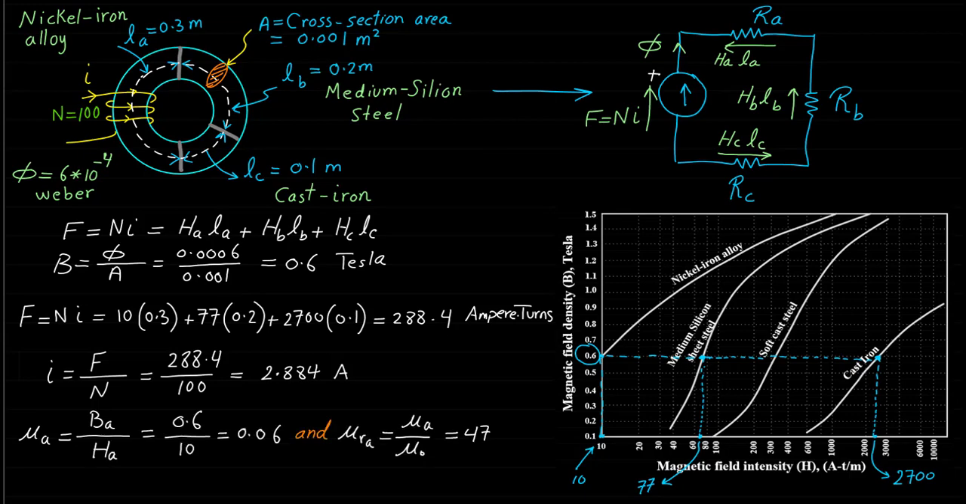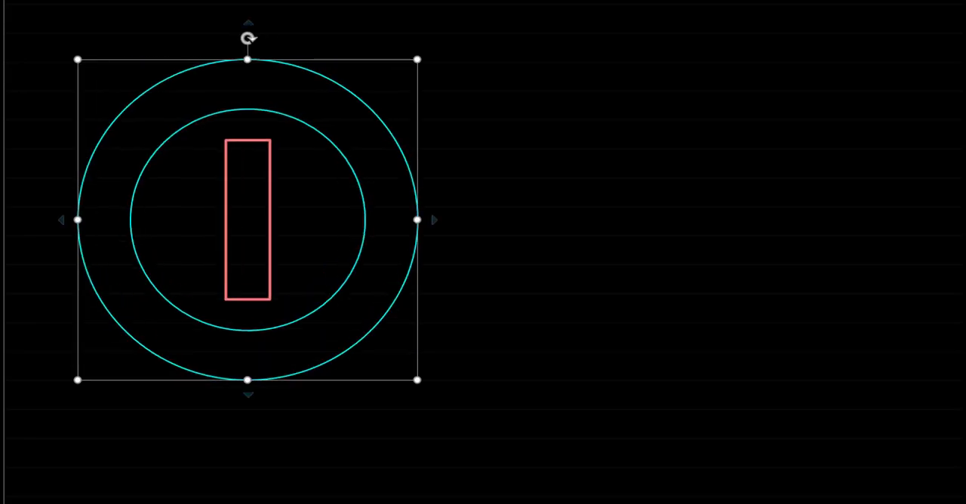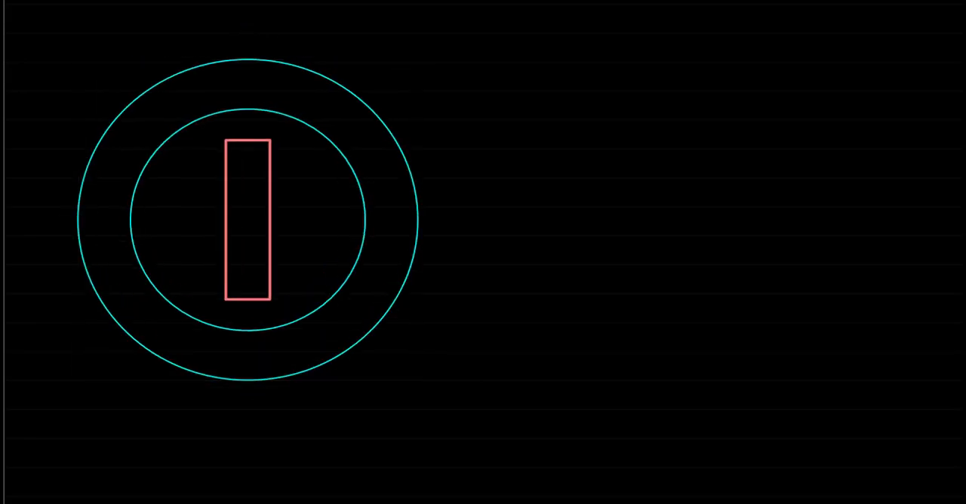Now let's see how to draw the equivalent magnetic circuit for some electrical rotating machine. This magnetic circuit in this example represents a basic structure of a synchronous machine. The steps to draw the equivalent magnetic circuit are as follows.